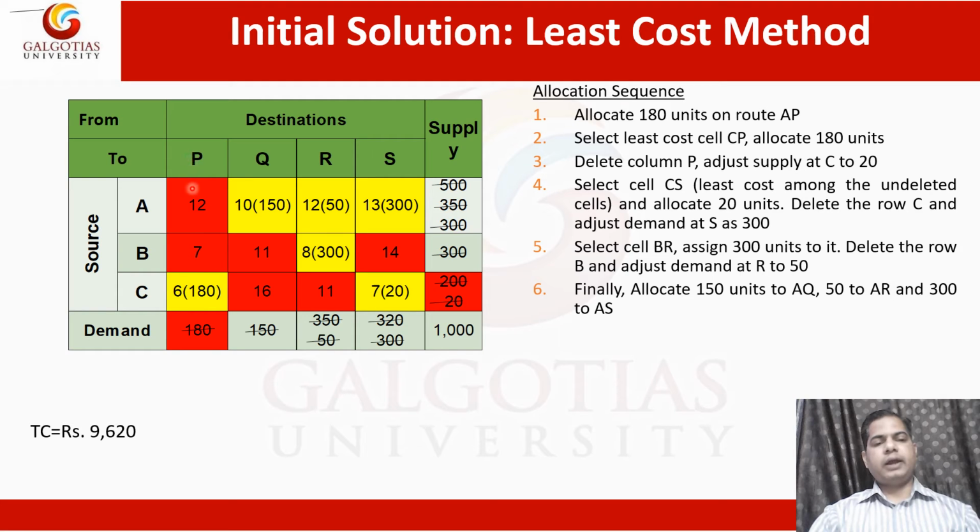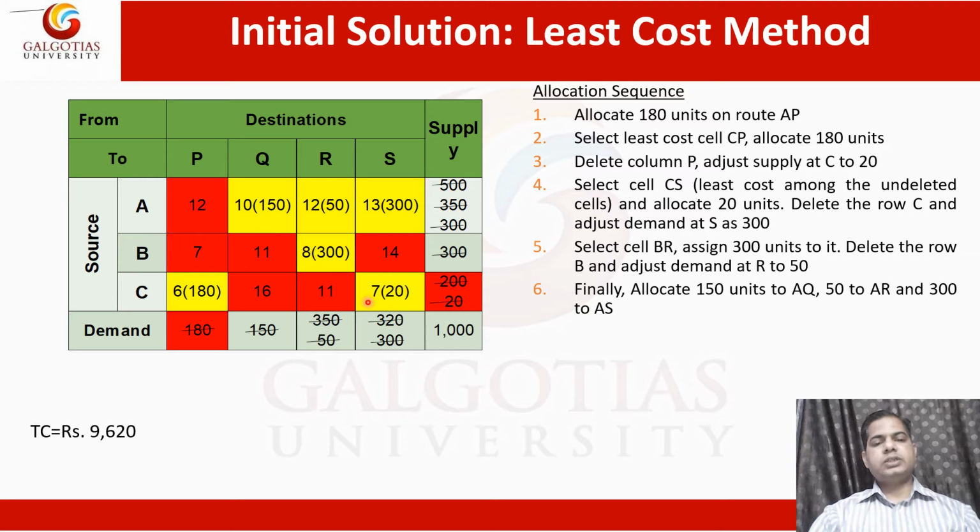Why am I highlighting this in red color? Because red color means that I cannot give allocation to any other cell apart from this 6. So these are the red highlighted cells. That means this is a blocked area. Now, apart from this blocked area, I have to find the next minimum value out of the remaining area.